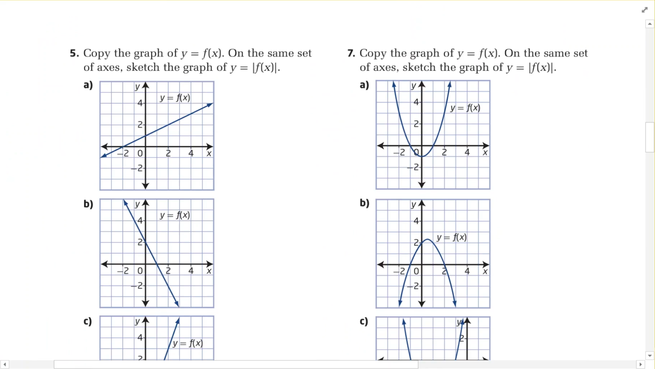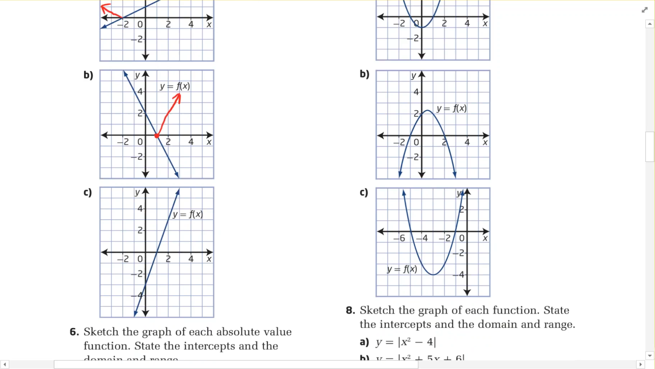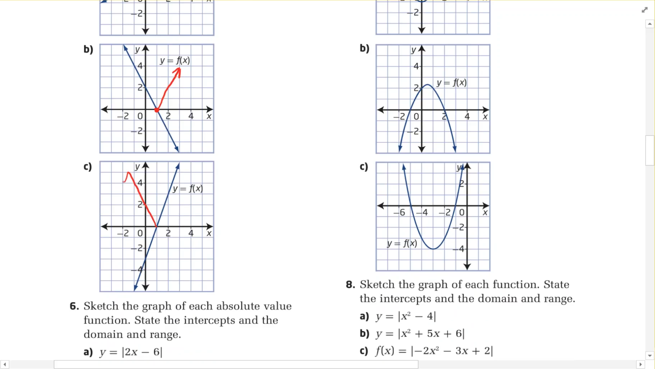Okay, copy the graph of this on the same set of axes. Sketch the graph of the absolute value. So the absolute value of this is going to be the same, but it's just going to be on the top. It's going to be reflected upward on the x-axis. This one, again, at that invariant point, it's going to reflect upward instead. If I was better at drawing that, that should be more symmetrical than that. More like up and down like that, yeah. Okay, this one can be reflected that way. That should have crossed right at, looks like 3. There we go.